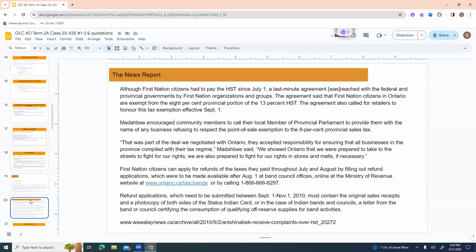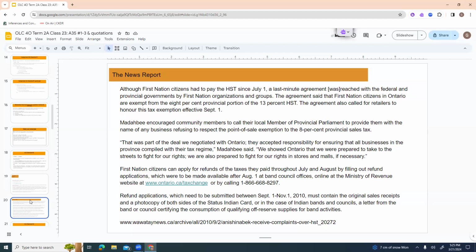First Nation citizens can apply for refunds of the taxes they paid throughout July and August by filling out refund applications, which were to be made available after August 1st at Band Council offices, online at the Ministry of Revenue website at www.ontario.ca/taxchange, or by calling 1-866-668-8297.